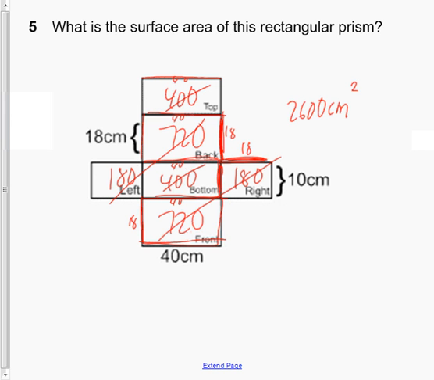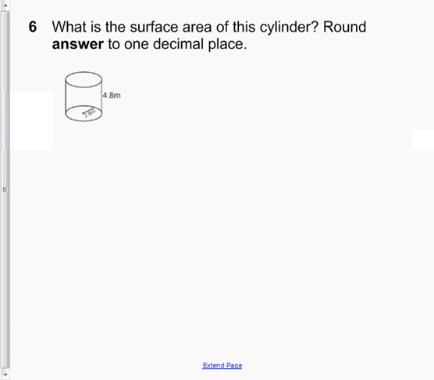2 of you, I think, put the answer 2,400. Does anyone want to share where 2,400 came from? Did you make a mistake with adding? No? Okay.